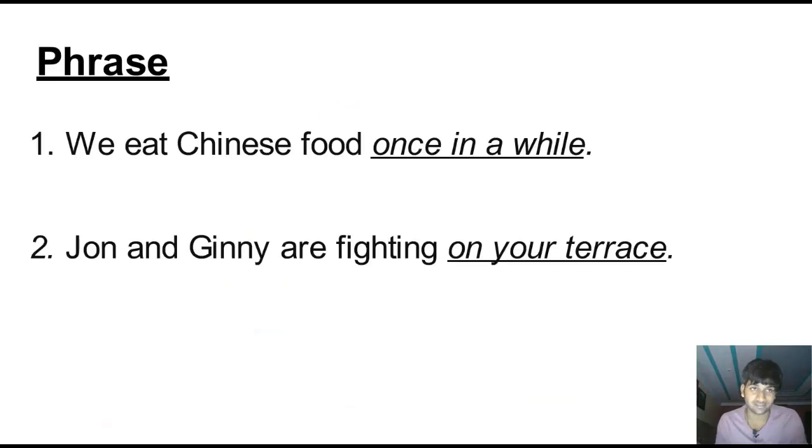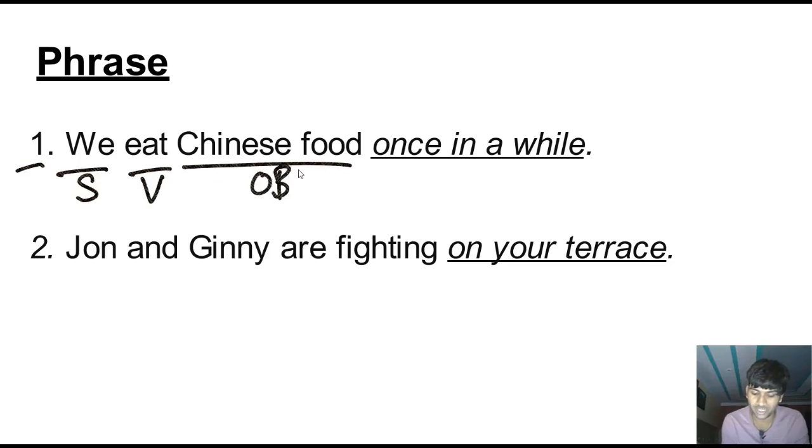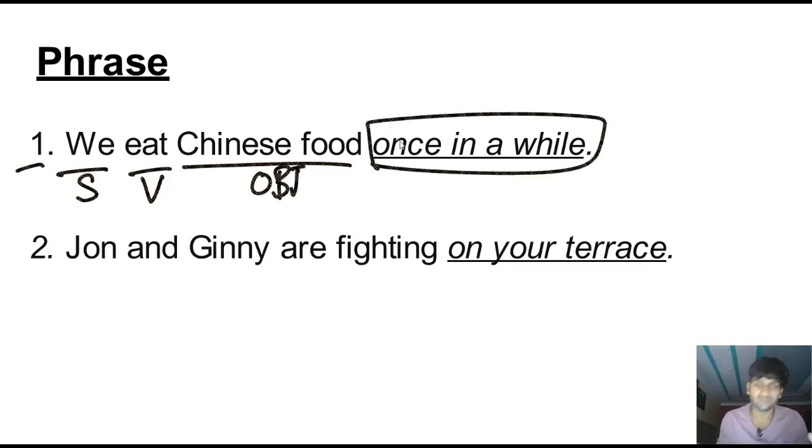Next is phrases, right? Adverbials as phrases, more than one word. We eat Chinese food once in a while. We, subject, eat, verb, eat what? Chinese food, object. We do something, we eat Chinese food. How often? Once in a while. This is a phrase, right? An adverbial phrase talking about the time of the action. How often do we do that? It happens frequently, once in a while. Once in a while, all right? Giving information about the verb eat.